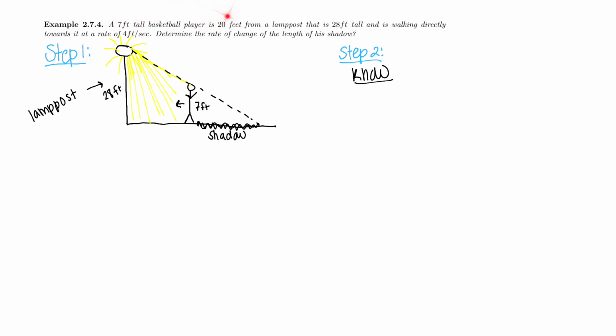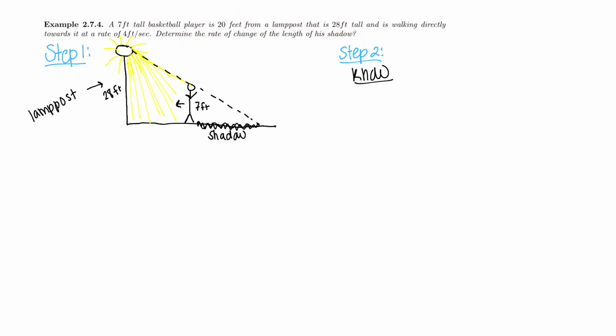A basketball player is 20 feet from a lamppost that is 28 feet tall. I'm going to come back to this 20-foot thing because he doesn't remain 20 feet from the lamppost since he is walking towards it. And he's walking directly towards it at a rate of 4 feet per second. Determine the rate of change of the length of a shadow.